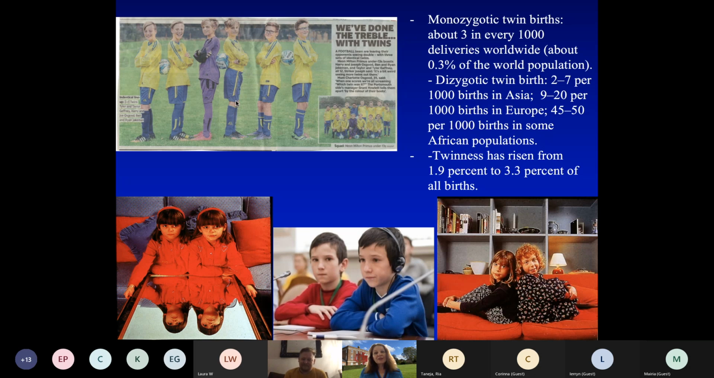Another thing I wanted to mention is that twinness has risen in recent years to about 3 and now almost 4%. The reason for this increase in twin births is that in artificial insemination and various assisted reproductive technologies, often two eggs are implanted to maximize the chances of a successful pregnancy. So there are more and more dizygotic twins in the world because of the increased rate of in vitro fertilization and other assisted reproductive technologies.